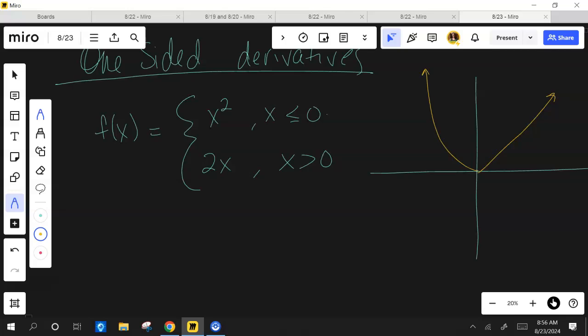If I asked you to find the derivative at 0, now remember, a derivative is what? What does it mean to be a derivative?